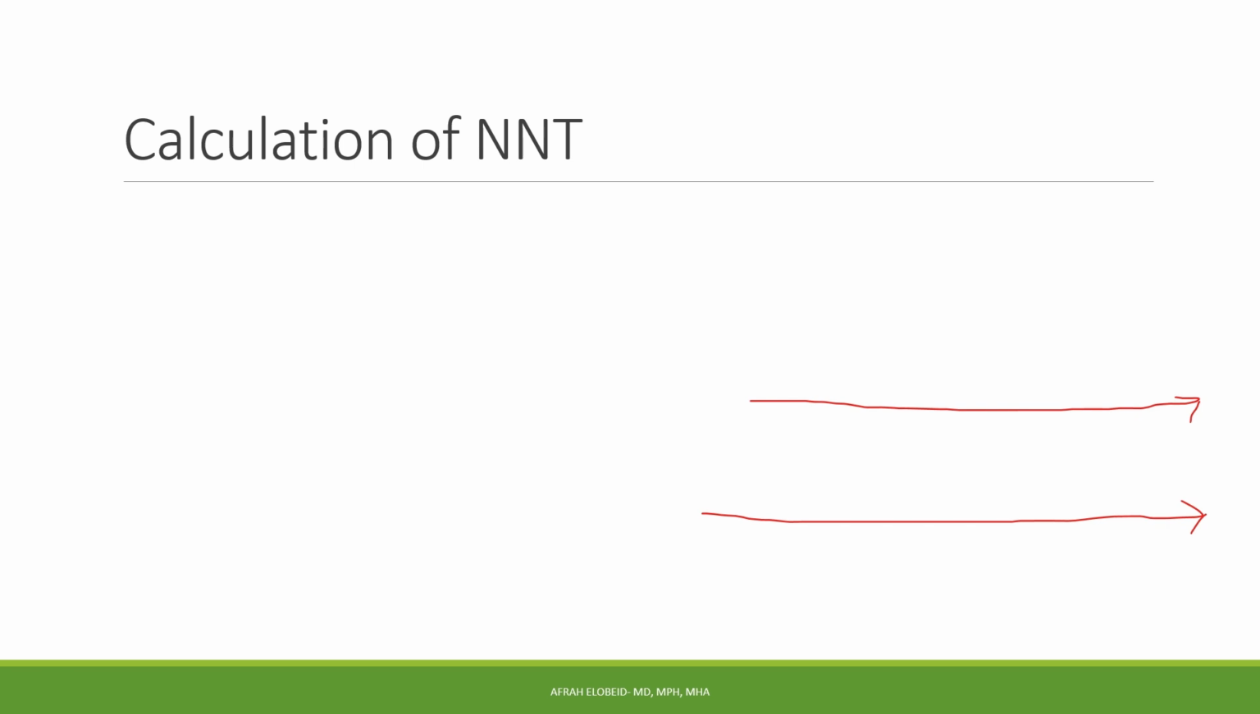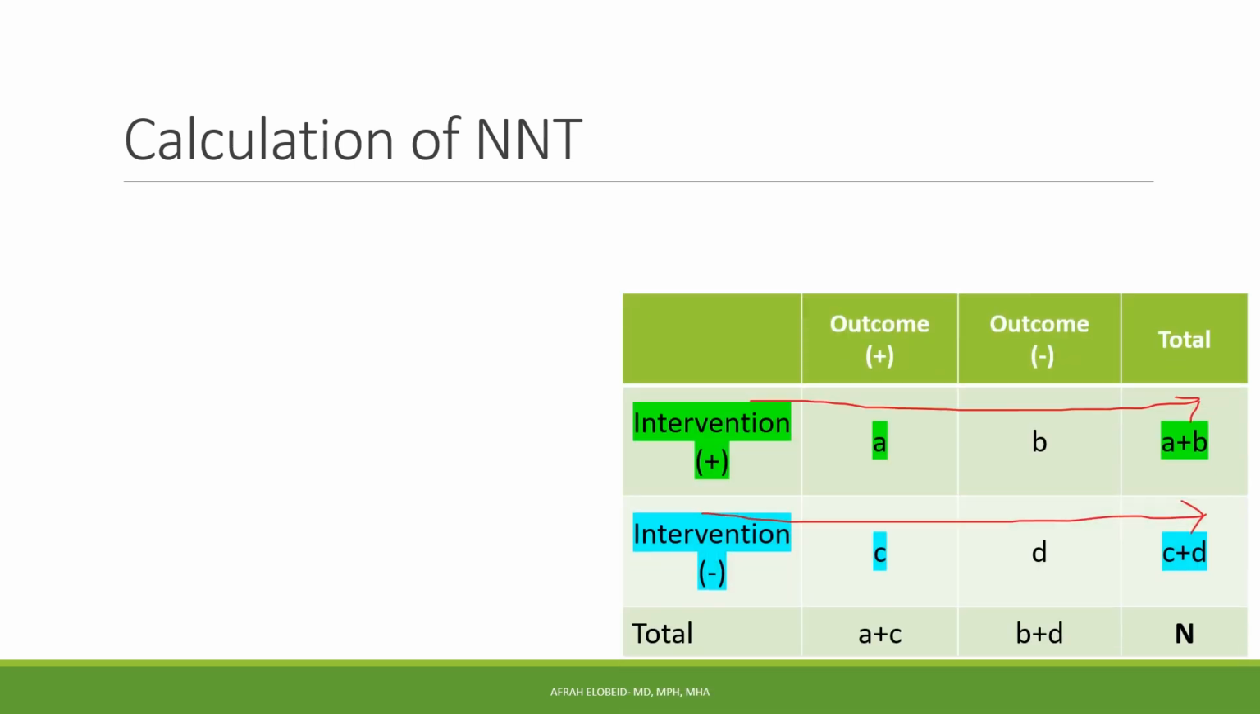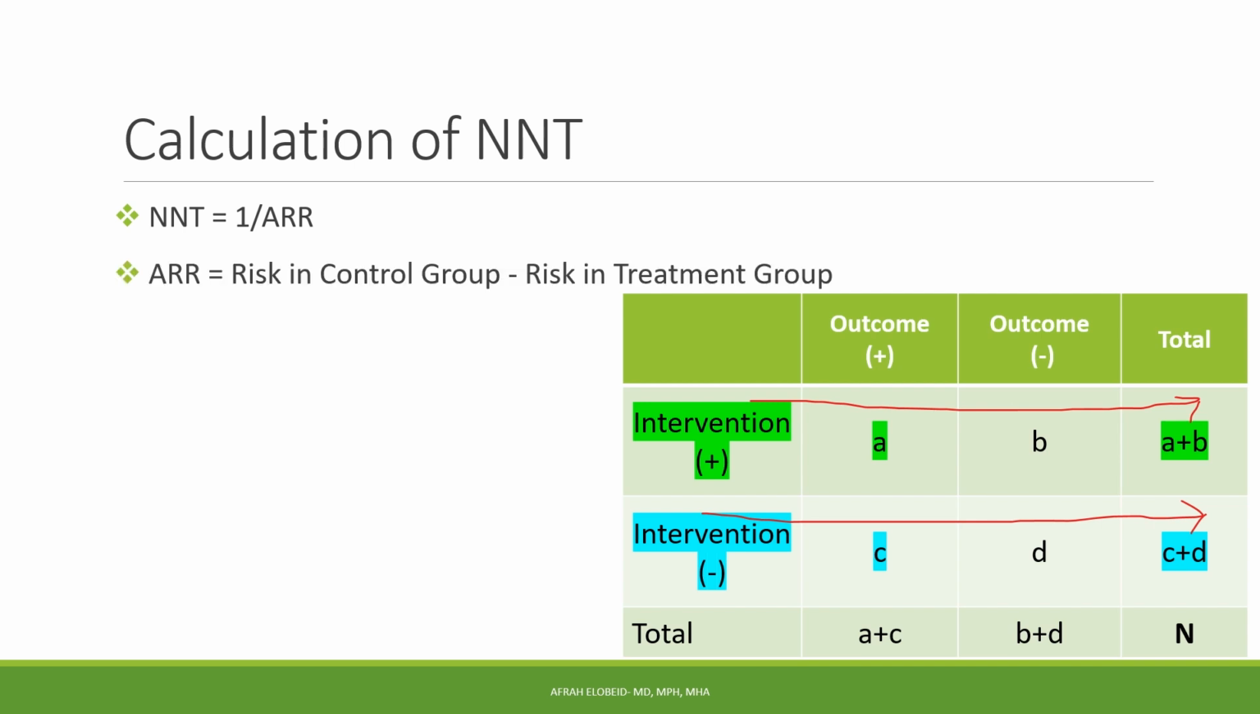So how do we calculate the number needed to treat? As usual, we need the 2 by 2 table. The equation for the number needed to treat is 1 divided by the absolute risk reduction. If you missed my video on the calculation of the absolute risk reduction, please review this playlist and you will find that presentation. But as a refresher, the absolute risk reduction is calculated by subtracting the risk in the treatment group from the risk in the control group. So we start with the control group first. In terms of calculations, it's C over C plus D minus A over A plus B.